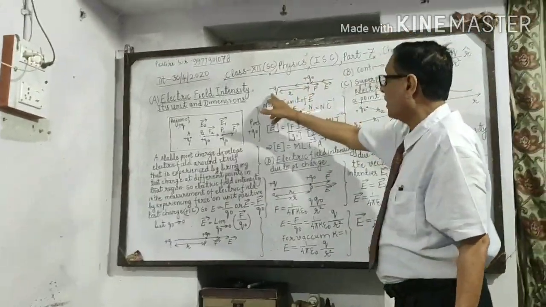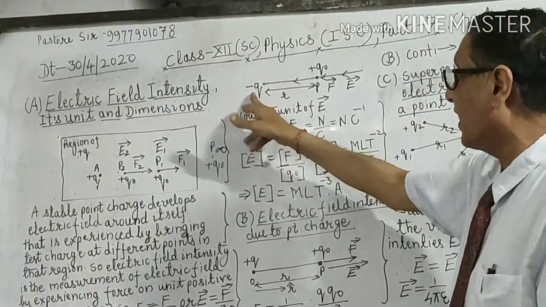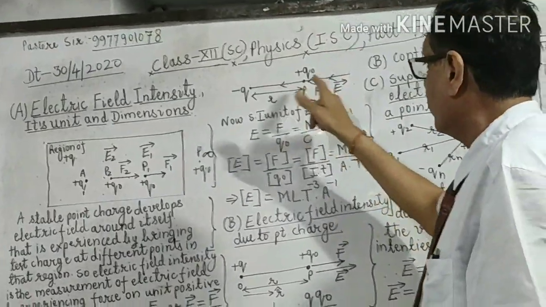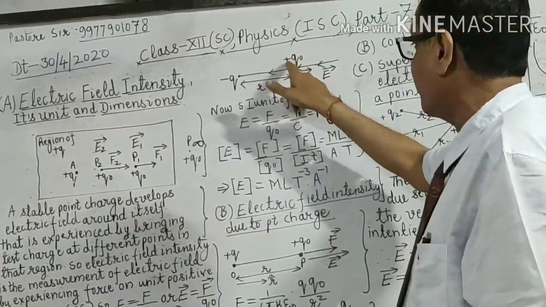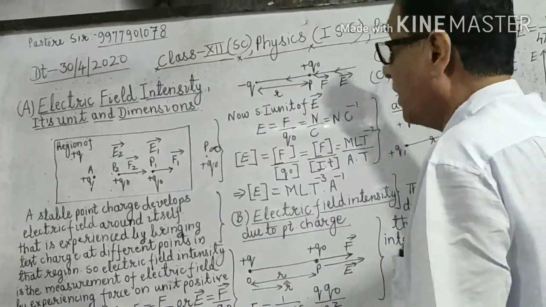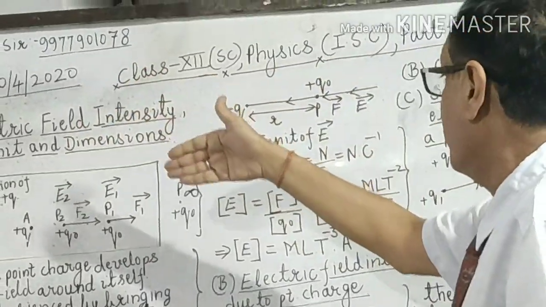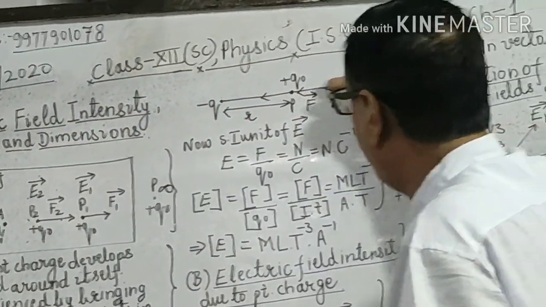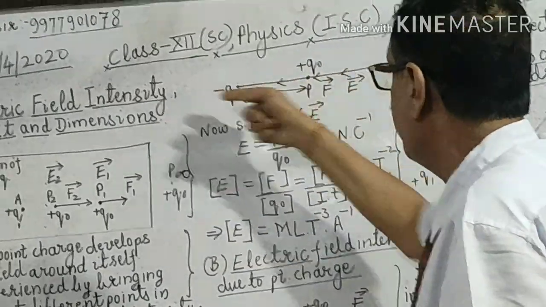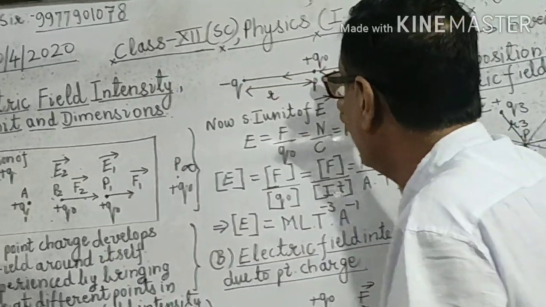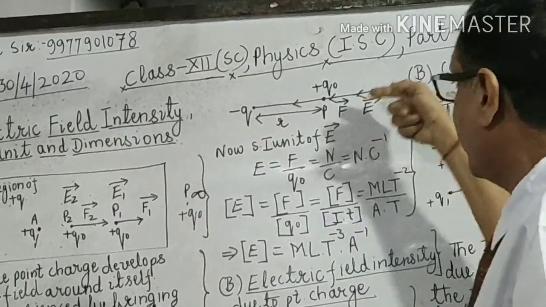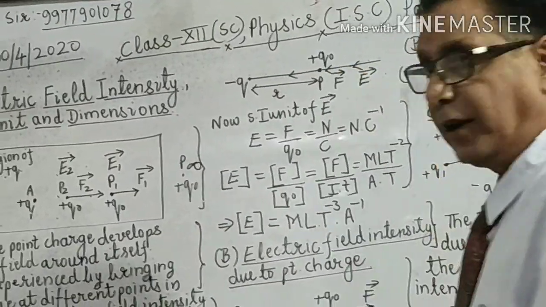Here, suppose the source charge is negative, then when you keep the test charge plus Q naught here, it will experience an attractive force. So the direction of the attractive force is towards the source charge, that means in the direction P to minus Q, and that force is F vector.